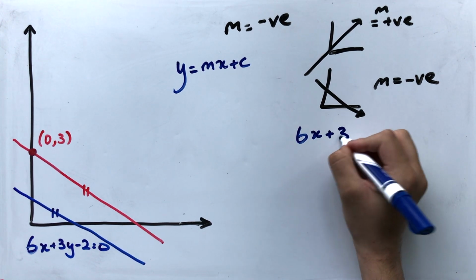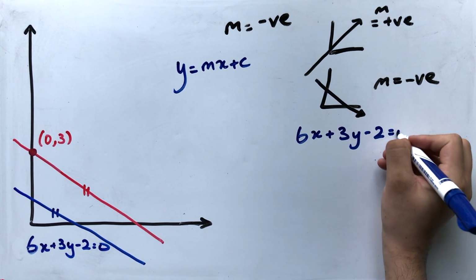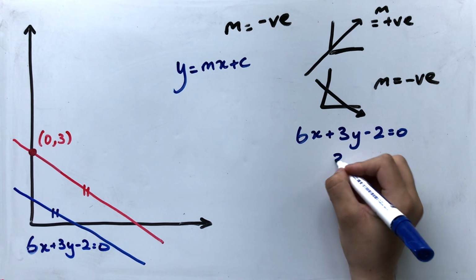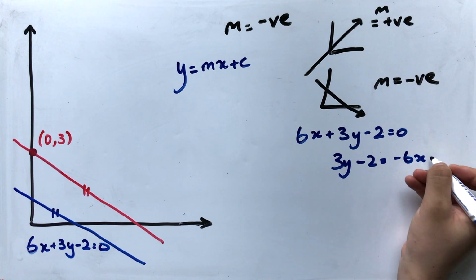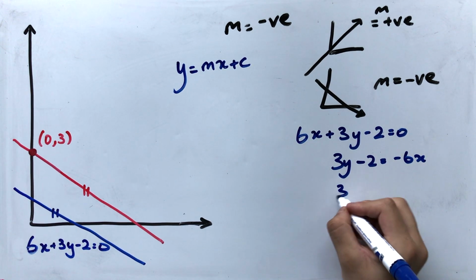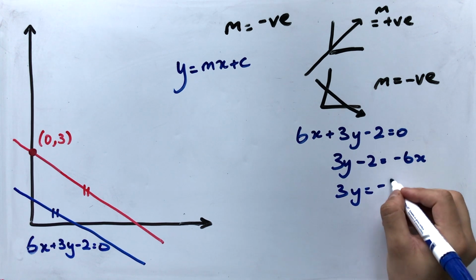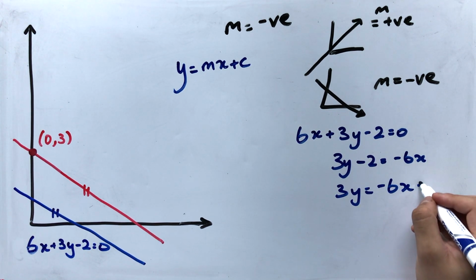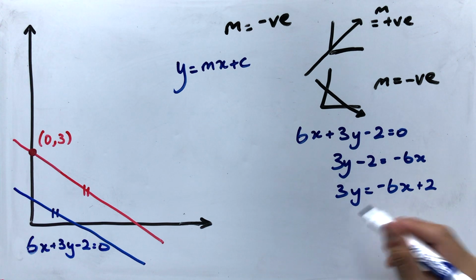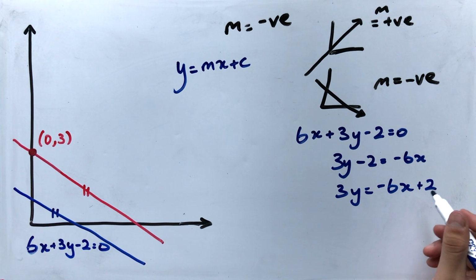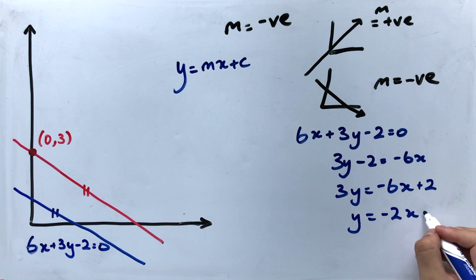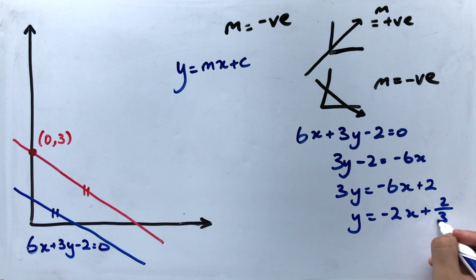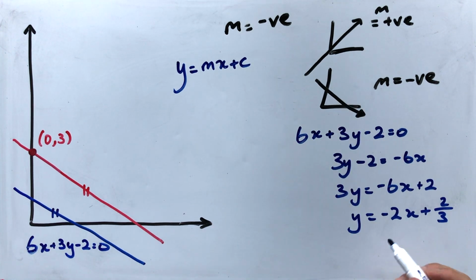You have 6x plus 3y minus 2 is equal to 0. Then we can make this into 3y minus 2 is equal to negative 6x. Then we can say 3y is equal to negative 6x plus 2. And then we can divide both sides of this equation by 3. And we get y is equal to negative 2x plus 2 over 3. Right? Now we have this in the form y is equal to mx plus c.